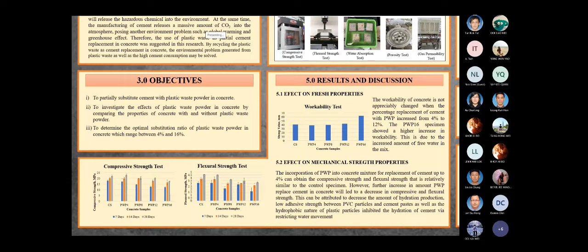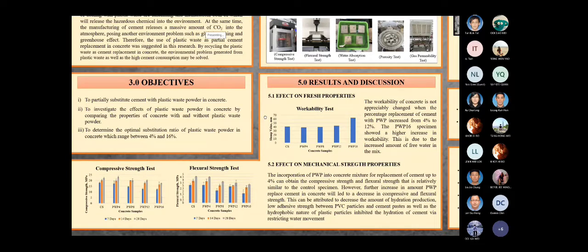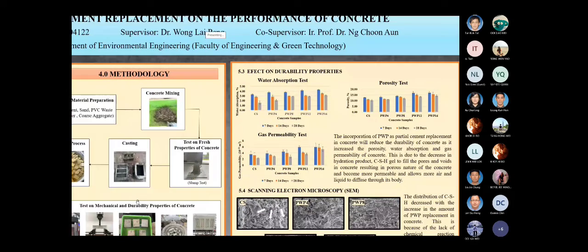This can be attributed to the decrease in the amount of hydration product between cement and water, the low adhesive strength between the PVC particle and cement paste, as well as the hydrophobic nature of plastic particle, which blocks the movement of water. And then we move to the effect on durability properties.